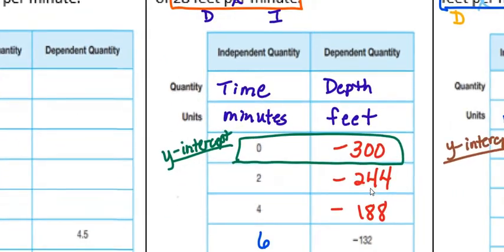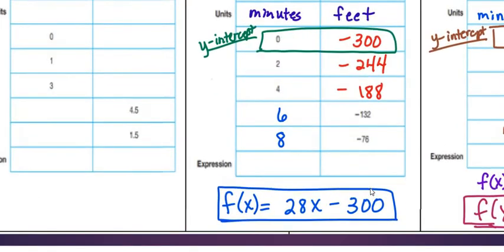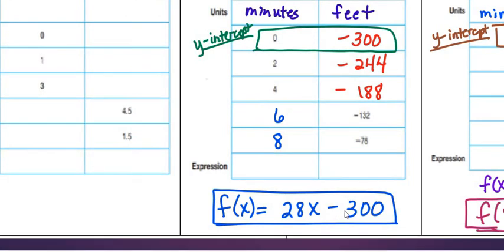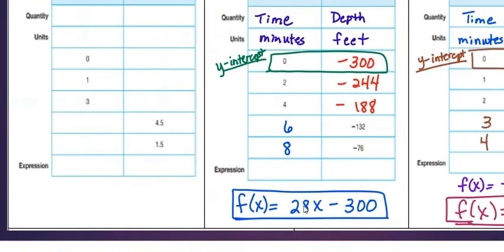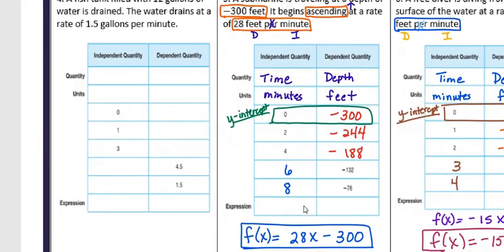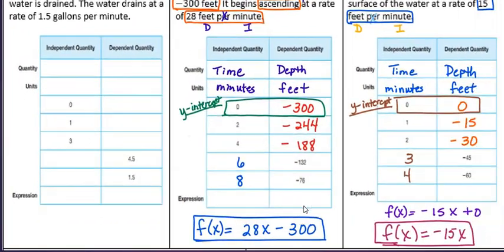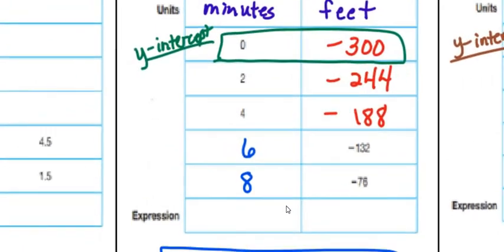Now I'm going to write this as a function. So I see that we're at a negative 300 feet. This is where we started from. Our rate of change, which is our slope, is 28 feet. This is how much the submarine is going up per minute. It is ascending at 28 feet per minute.